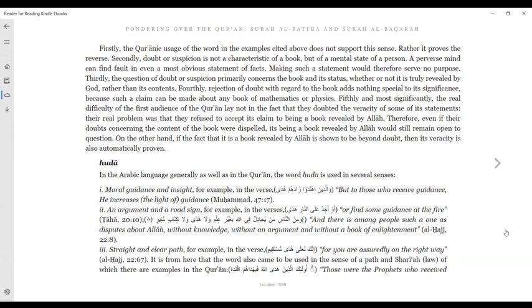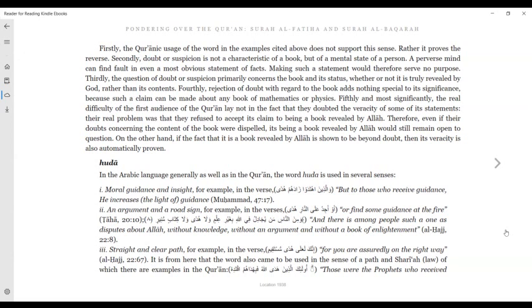Huda. In the Arabic language, generally, as well as in the Quran, the word Huda is used in several senses. Number one, moral guidance and insight. For example, in the verse, وَالَّذِينَ اهْتَدَوْا زَادَهُمْ هُدًى. But to those who receive guidance, He increases the light of guidance. Surah Muhammad, chapter 47, verse 17.